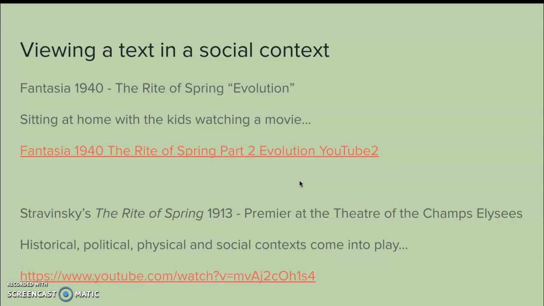The second clip is how the piece of music was actually absorbed by the community for the first time. And you'll see that the response to the music is very, very different to how it would be when you're sitting at home with your kids watching it. So it's a good example of the difference in social context and how that can impact on a text.